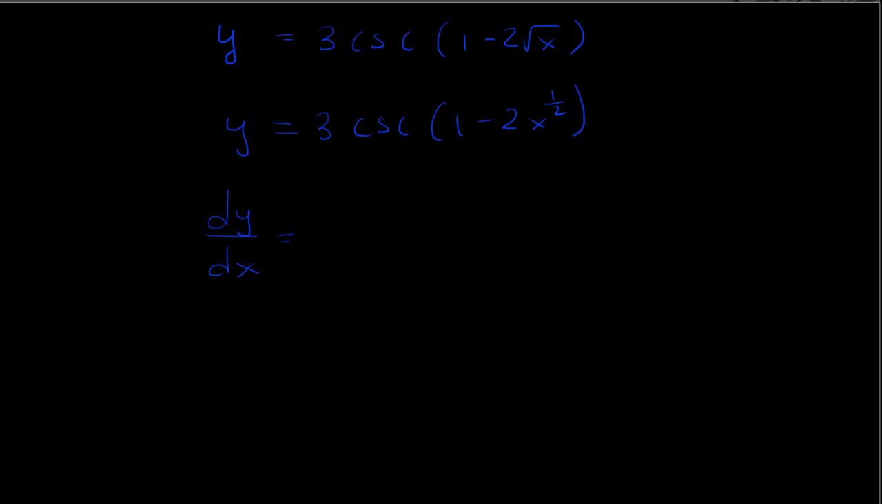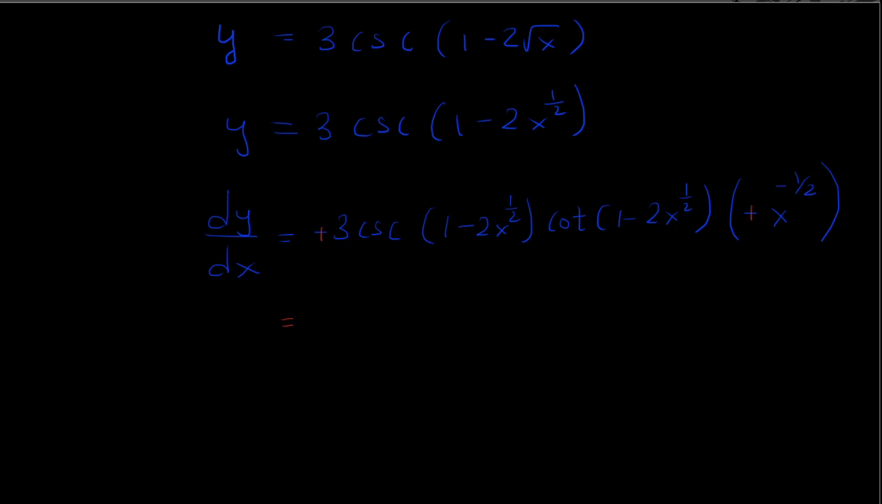Now, for the right, we need to use the chain rule. So we'll be taking the derivative of the outside function, which is cosecant. So the derivative of cosecant is negative cosecant cotangent. So we'll be leaving the inside the same. And then finally, we'll be taking the derivative of the inside, which the derivative of 1 is 0. Bring down the power 1/2 will be negative 1 x to the negative 1/2 power. We have the two negatives, so we'll make it positive.